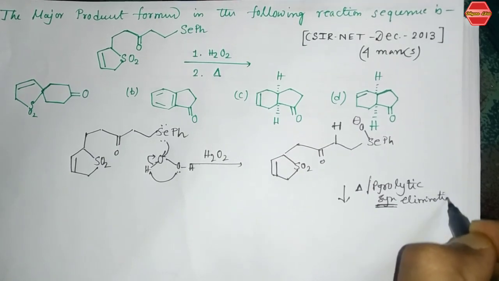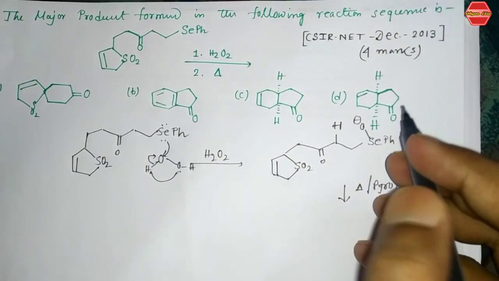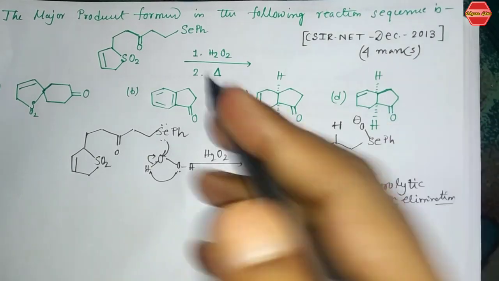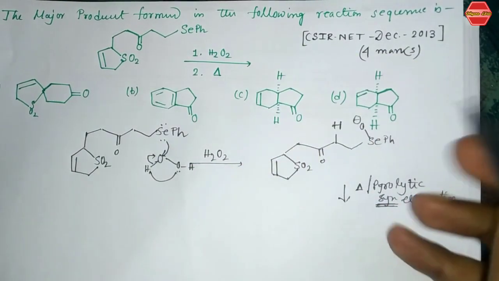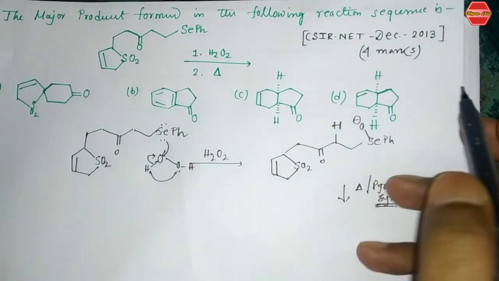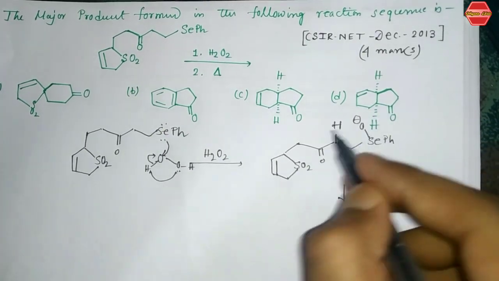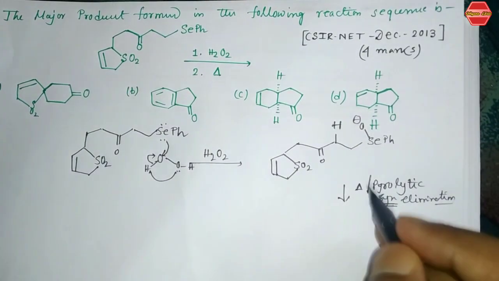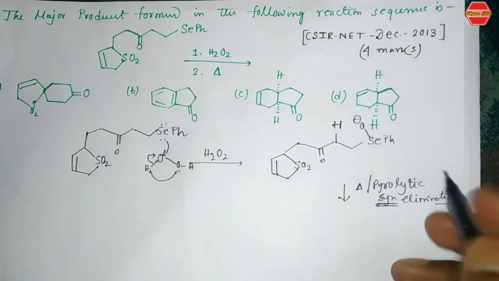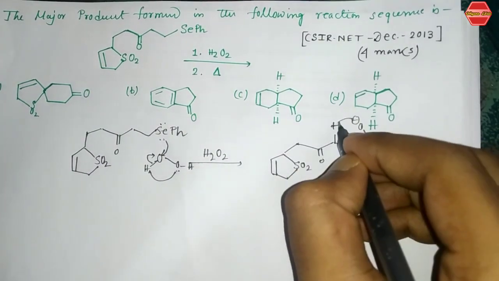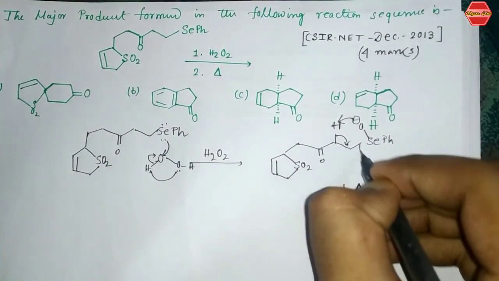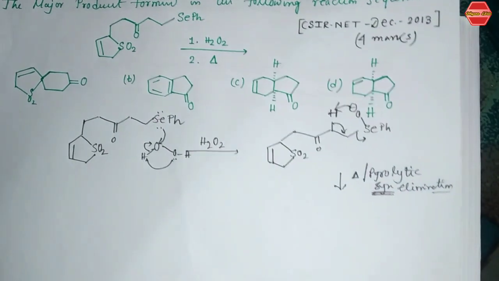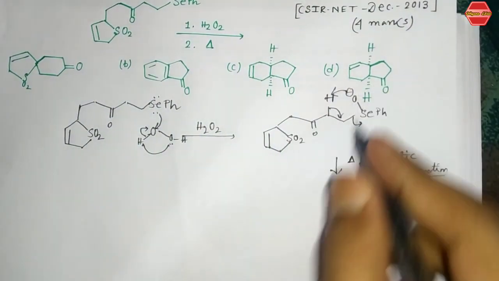Here in this question, they don't mention the stereochemistry. But if the question comes with stereochemistry, keep in your mind that this elimination always occurs in cis fashion, or you can say syn elimination. Now how does the elimination take place? In this way, and you get an alkene over here.